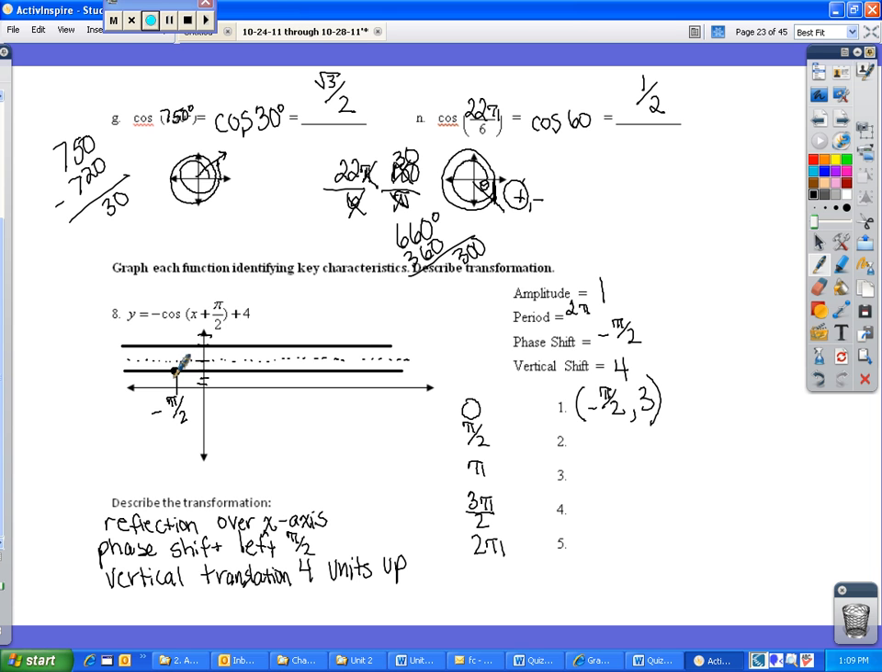Now, does it make sense that in a cosine graph, it's going to start at the bottom line and go up? And in this case, it does because it's a reflection over the x-axis. Typically, a cosine graph is going to start at the top and then come around and go down. But since this is a reflection, it's actually going to look the opposite. It's going to start at the bottom and come back up and go down. So in this graph, it's going to be negative pi over 2 comma 3.